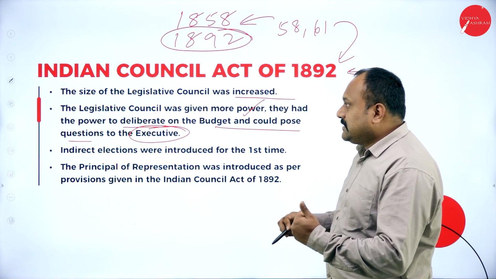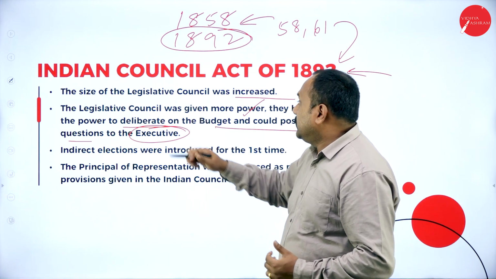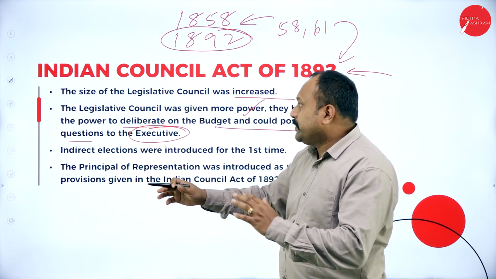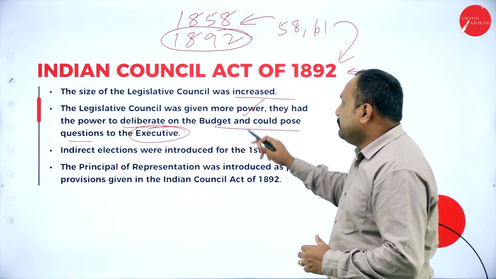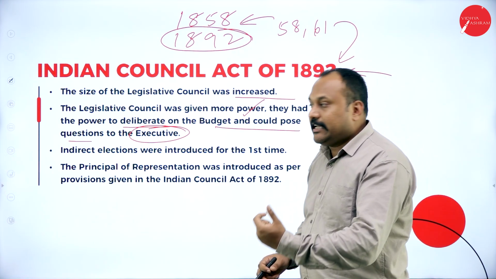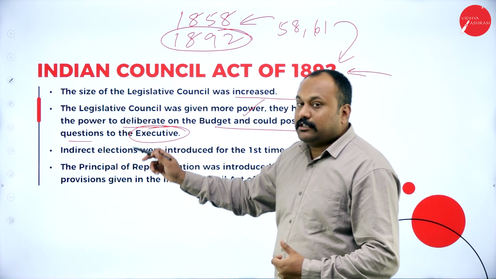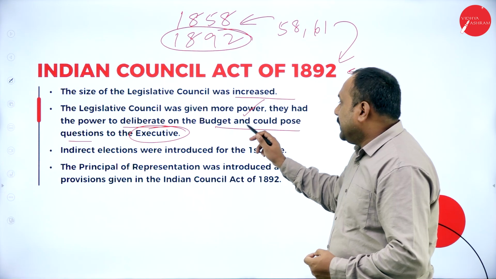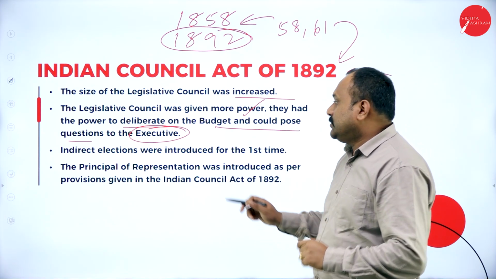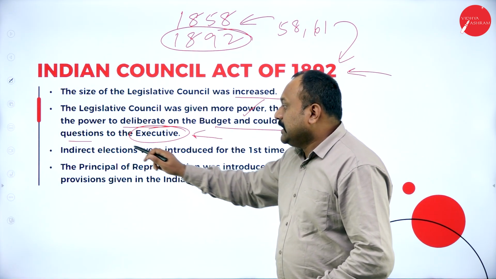1858, and then 1892, just understand the difference when they started to ask questions, right? So I'll repeat the same thing. The size of the Legislative Council was increased, done. The Legislative Council was given more power, little power was given. They had the power to deliberate on the budget and could pose questions to the executive.